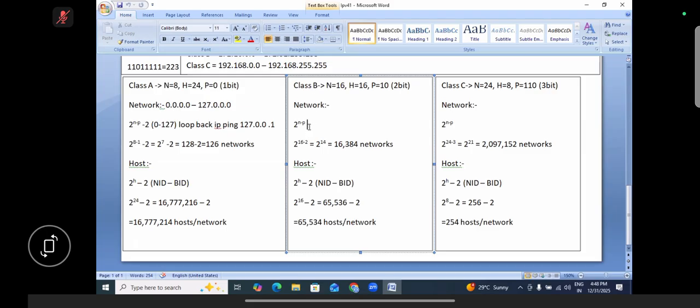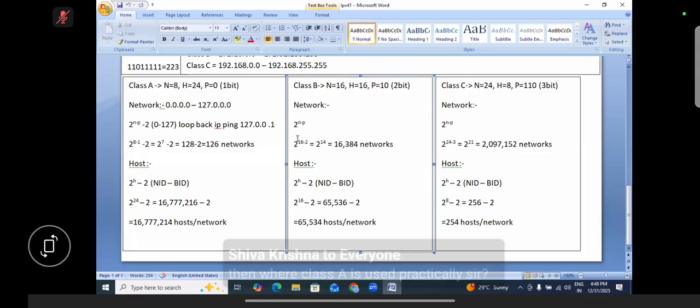Class B range will start from 128, right? In class A we have 0 and 127, so that's why we are providing minus 2. 0 is an unknown network, 127 is a loopback network. Those both we are not going to use, so that's why we provided minus 2 in class A. But coming to class B, there is no unknown network, there is no loopback IP address, right? So that's why no need to provide minus 2. Just substitute the values, that's it.